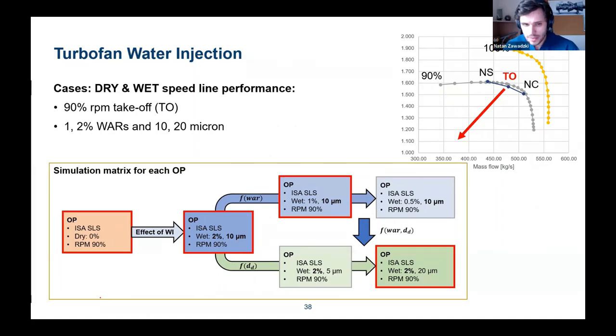So now let's have a quick look at the results. The whole study included some off-design performance cases. Today I'm going to focus only on one point, which is the takeoff. I'll show you a little bit what is the influence of the droplet size, etc. But the idea was to run an analysis which will cover the design space basically, and would provide understanding. Okay, what is the impact of varying the water fraction, for example? What is the impact of varying the droplet size, etc.